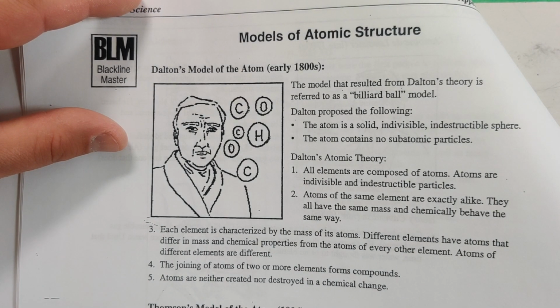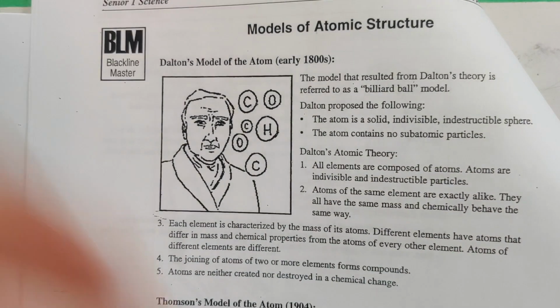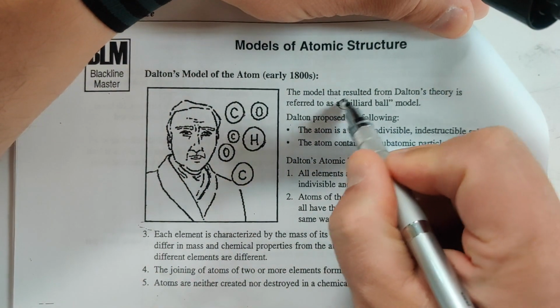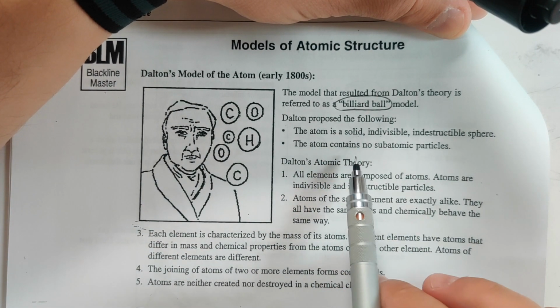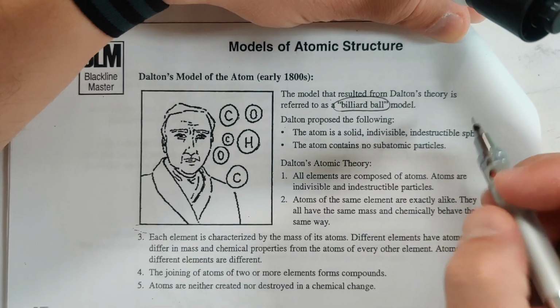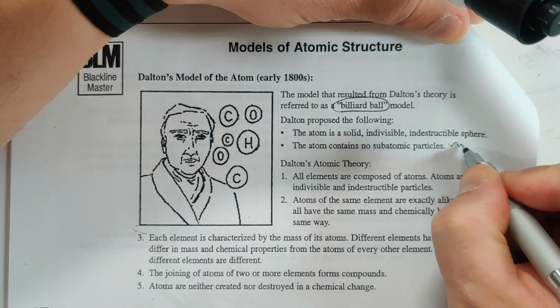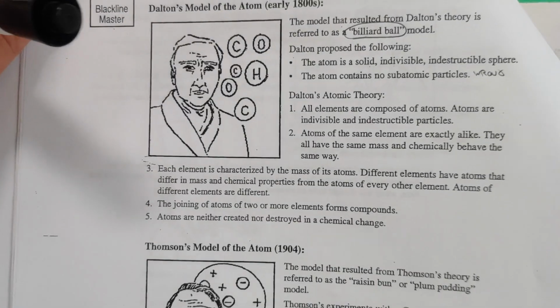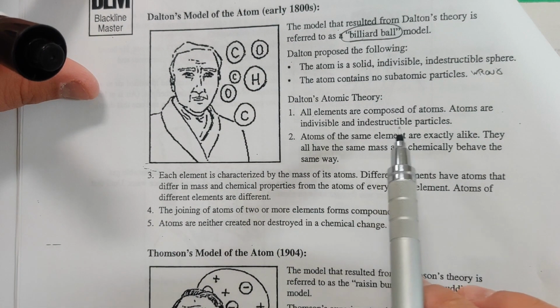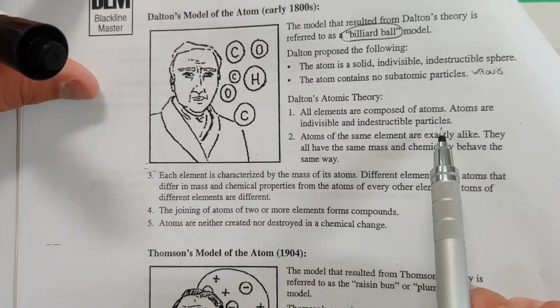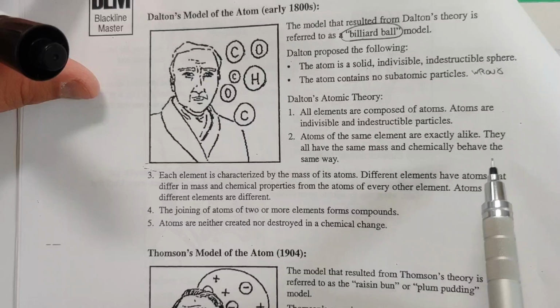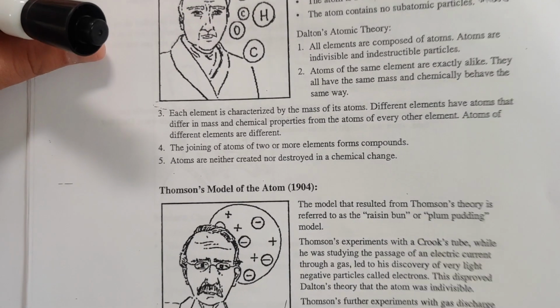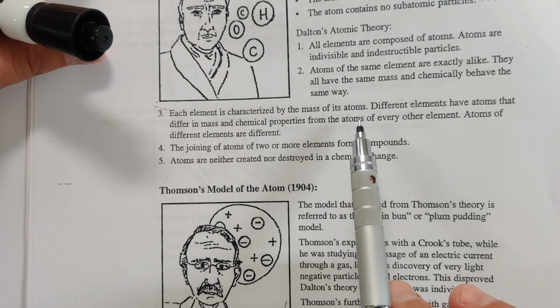Dalton's theory was in the early 1800s. He called his theory the billiard ball model, and that's important. Dalton proposed the following. An atom is a solid, indivisible, indestructible sphere. The atom contains no subatomic particles. He was wrong about that. But Dalton's atomic theory: all elements are composed of atoms. Atoms are indivisible, indestructible. Atoms of the same element are exactly alike. They all have the same mass and chemically behave the same way. Kind of true. Each element is characterized by the mass of its atoms.